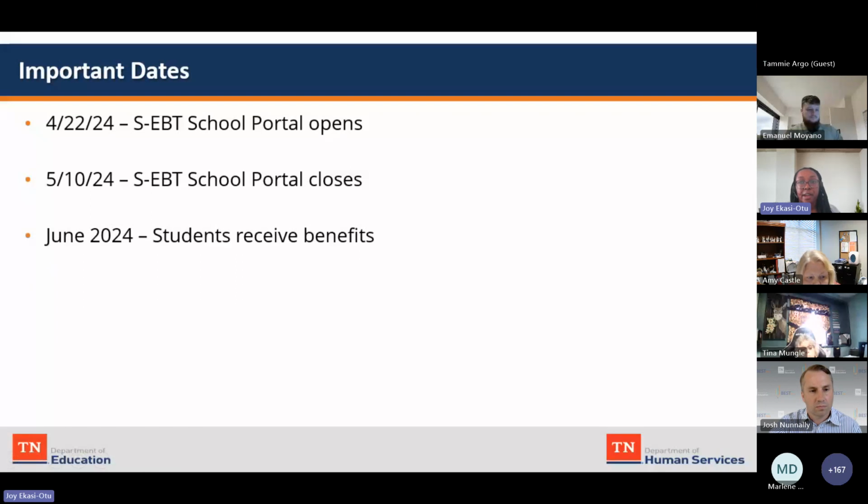Now I will go over important dates. The S-EBT school portal will open on this upcoming Monday, April 22nd, 2024. It will be open for 3 weeks and will close on Friday, May 10th. And then in June of 2024, the Department of Human Services will begin issuing and sending out S-EBT cards to eligible students.